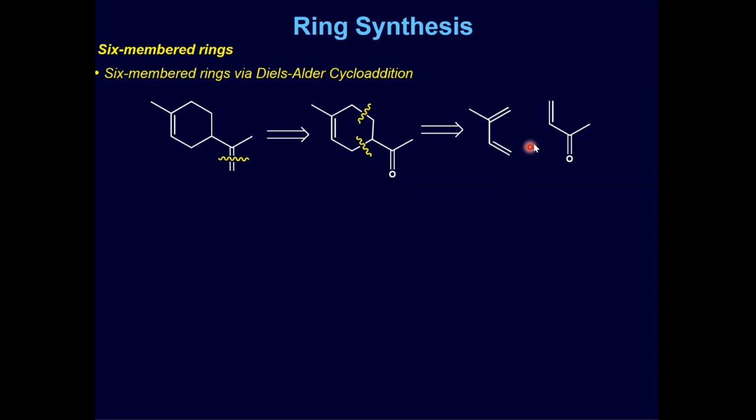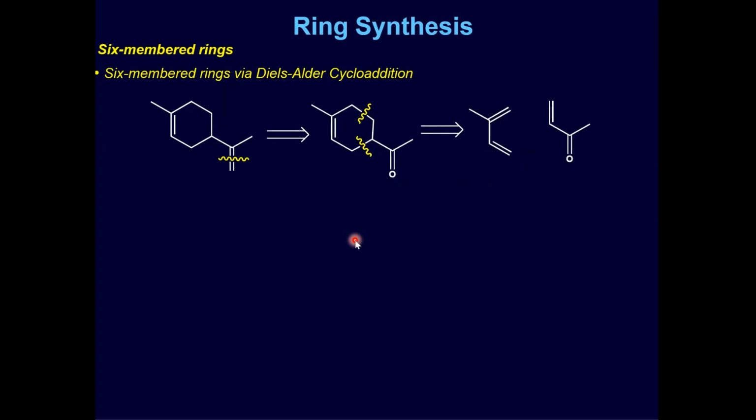In these reactions, the electrons move cyclically to form the bond. The pi electrons over here move towards this carbon. Pi electrons again here move to the next carbon, and the pi electrons move and combine with this carbon, and cyclization occurs to give the cyclohexane ring system. This is the strategy followed for the synthesis of a six-membered ring system.